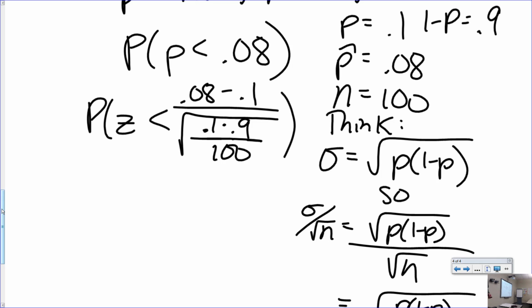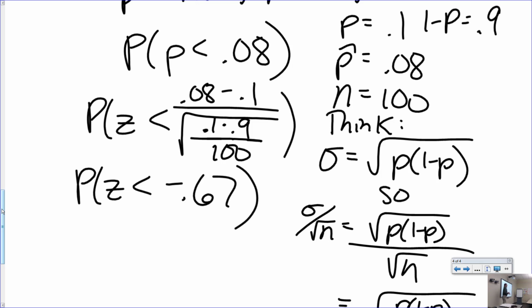All right, so now it's just a calculator problem. You got to be a little careful with the calculator because there's lots of stuff going on underneath the square root. Divided by the square root of 0.1 times 0.9 divided by 100. Should you guys get negative 0.6666666666666? Close. And everybody get this. This turns into the probability that z is less than negative 0.67.